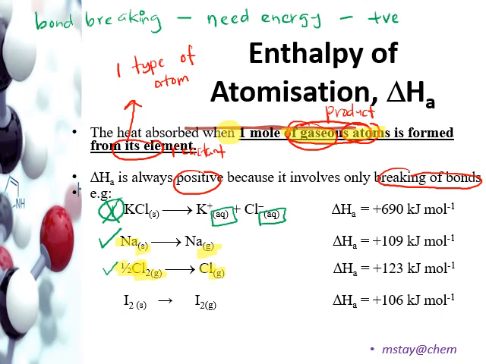Last equation, yes, we can see there are gases here, but the I2, even though it consists of one type of atom, consists of 2 atoms. In this case, we just want 1 mole of gaseous atom. When we have 2 atoms combined together, we call this a molecule. So it does not obey the definition. So the fourth equation is not considered as enthalpy of atomization.